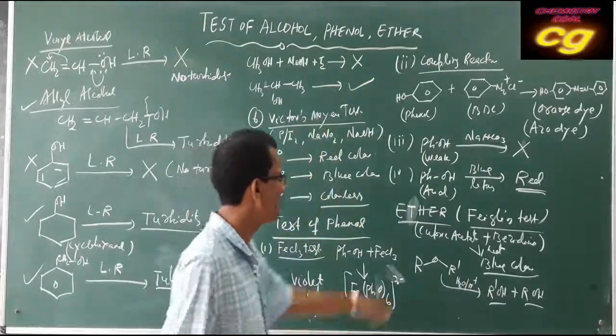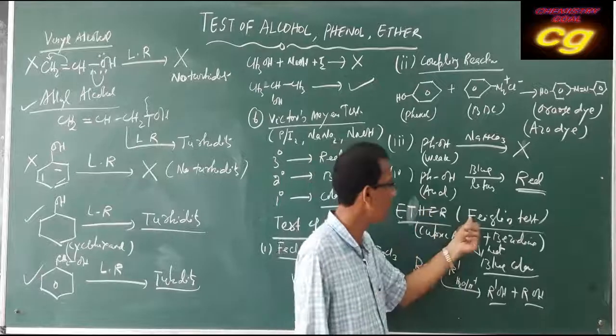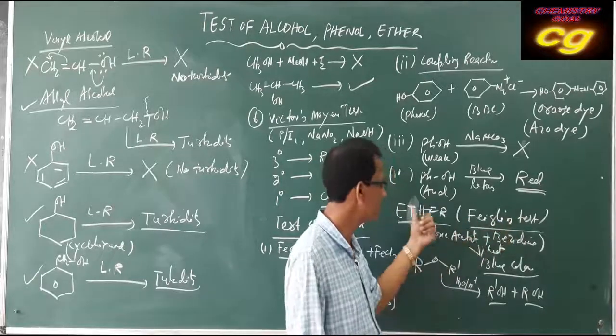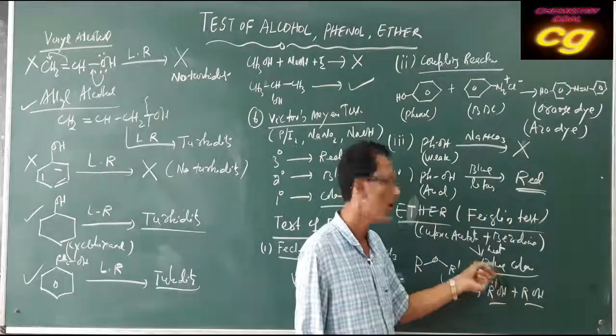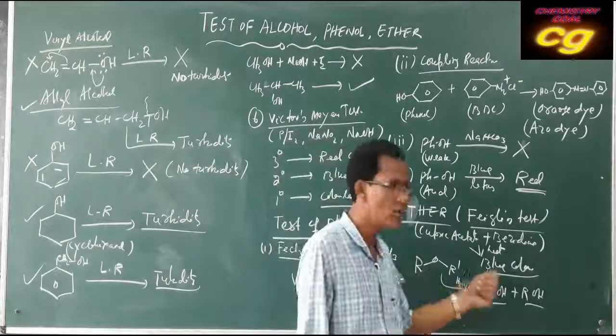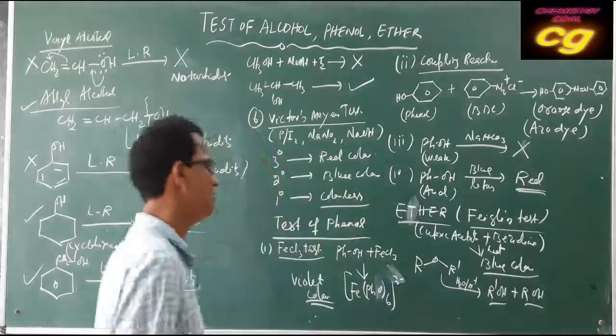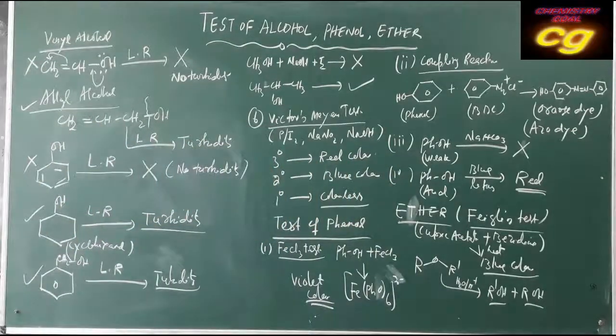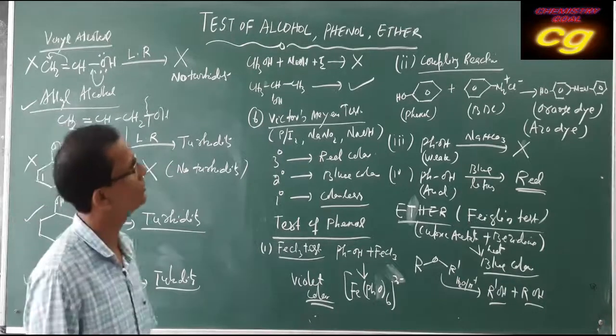So this is not a direct test. Ether cannot be tested directly except by Fehling's test, which gives blue color if it is ether. But other indirect tests of ether can be done by the hydrolysis method. So this is regarding the tests of alcohol, phenol, and ether. You practice more to know the distinction between alcohol, phenol, and ether.